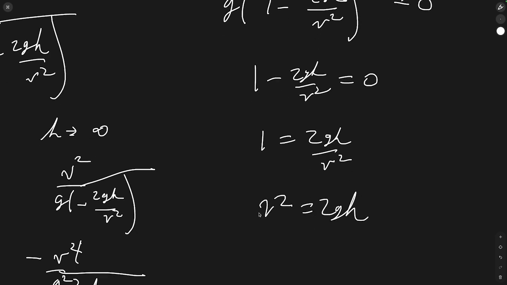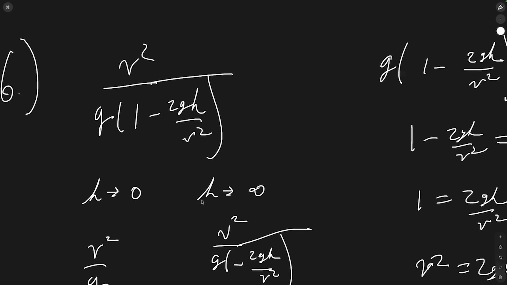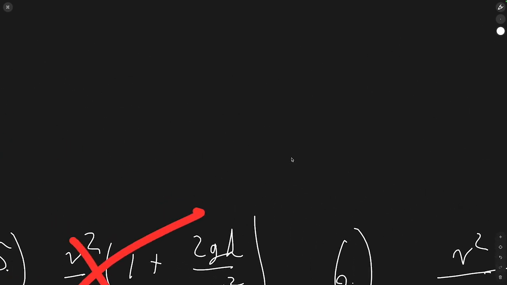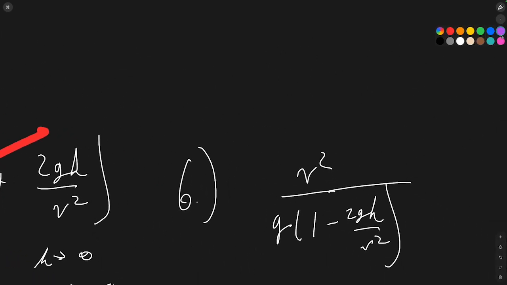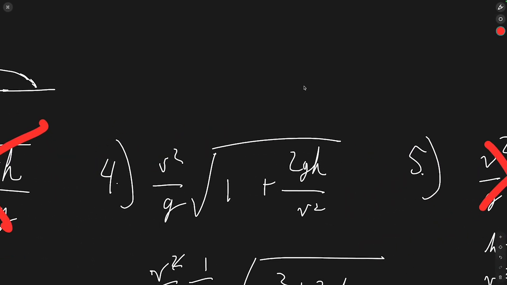What this means is that if our v is the square root of twice gh, if we throw this at an exact velocity of square root of twice gh, this blows up to infinity, which doesn't happen, right? It just doesn't happen. So I'm going to go ahead and say that number 4 here, equation number 4, is the correct answer.